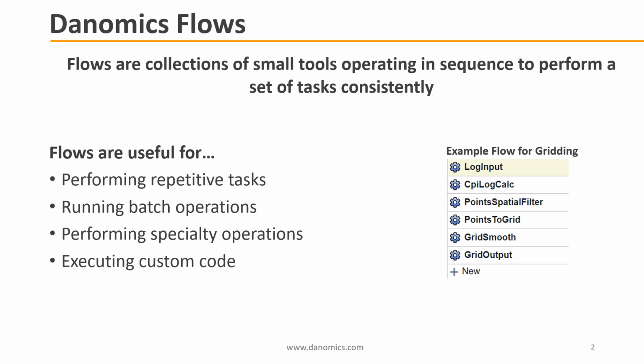For those of you who aren't using flows, you're probably wondering what flows are within Danomics. They are collections of small tools that operate essentially in a sequence to perform a set of tasks and to do that consistently. When we designed the flow system, we designed it with a few different use cases in mind. Things like performing repetitive tasks. You could set up a flow once and then run it over and over, so you don't have to use as many button clicks. Running batch operations, where you're going to operate on each piece of data in a consistent fashion across a data set.